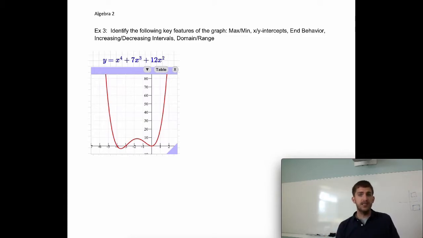A couple things that it didn't ask you to do, but I'm going to have us do anyways. I want us to identify the degree of this function and the leading coefficient. So the degree of this function is 4. The highest exponent that we have is x to the 4th. So it's 4, which means it's an even number. And then the leading coefficient is 1.